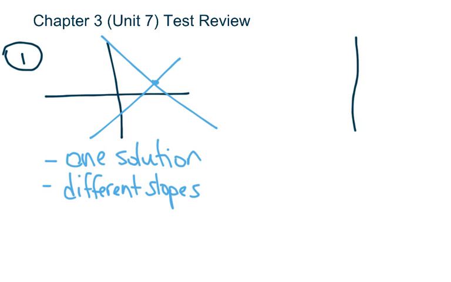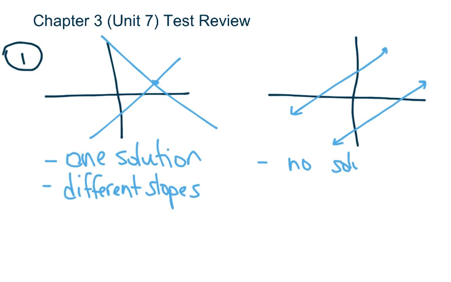The second thing that can happen is you could graph a system of linear equations and the 2 lines on the graph are parallel. Well, we know from geometry that parallel lines never intersect. And if they don't intersect, how can they have a solution? Well, they don't. So we would say this is no solution.